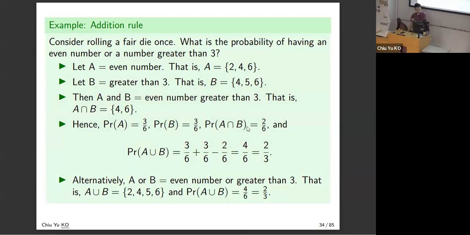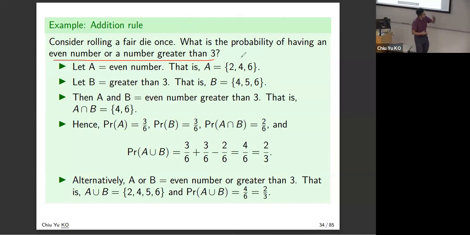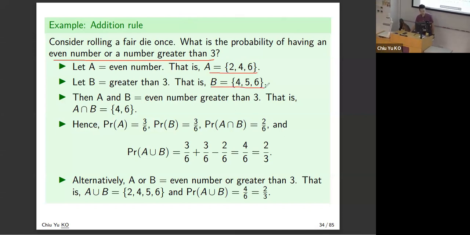We have a die. What's the probability of getting an even number or a number greater than 3? Of course, you can easily do the calculation directly. A or B is an even number or greater than 3. Maybe you just start from the beginning. The even numbers are 2, 4, 6. Greater than 3 is 4, 5, 6.